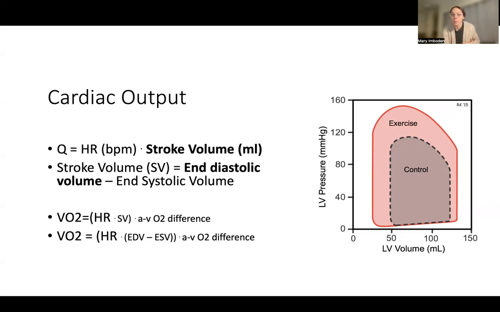Now, stroke volume can be broken down even more into our end diastolic volume, how much blood we're bringing into the heart during diastole, minus our end systolic volume, how much blood is left in the heart after the ejection phase. So what you're seeing in this image here, this pressure volume curve, is that with exercise, we actually increase our end diastolic volume, which then allows us to pump more blood out to fuel that exercise.